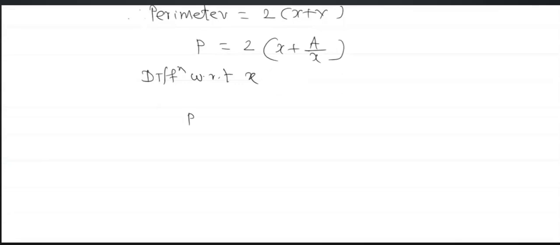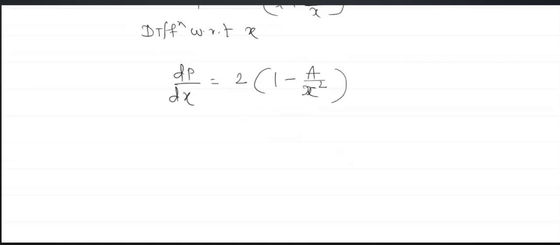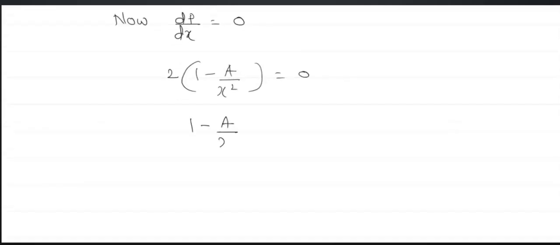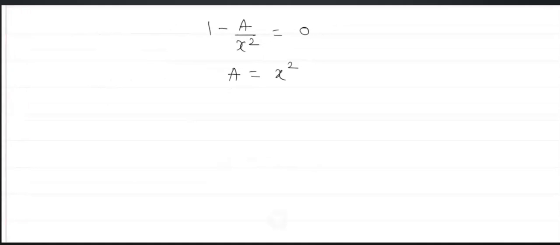Now differentiate this with respect to x. dP upon dx is equal to 2 in bracket, the derivative of x is 1, minus a upon x square. Now dP upon dx is equal to 0, that is 2 in bracket 1 minus a upon x square is equal to 0. That is, 1 minus a upon x square is equal to 0. Therefore, a is equal to x square, and the value of x is equal to root of a, or x is equal to minus root a.